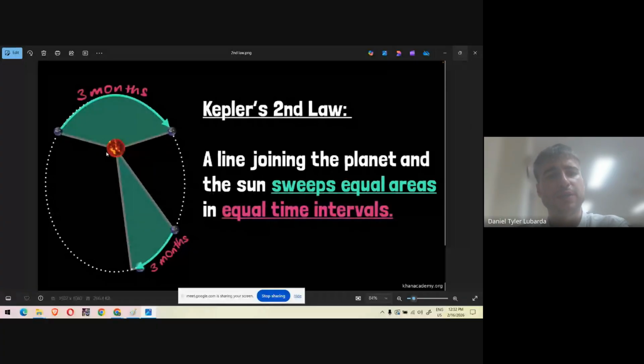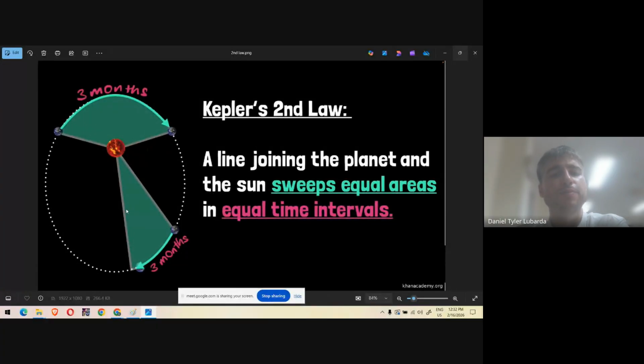All right, well, it doesn't want to show up. Okay. So here, Kepler's second law, we can see this blue area here and this blue area, they are equal. So that means this distance and this distance have to take the same amount of time. Well, both of these take 3 months, but look at this one. This one is a lot longer.